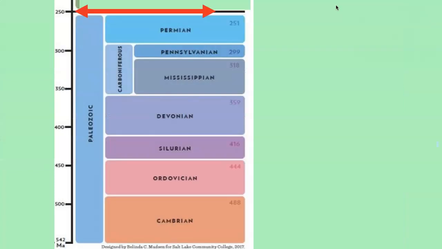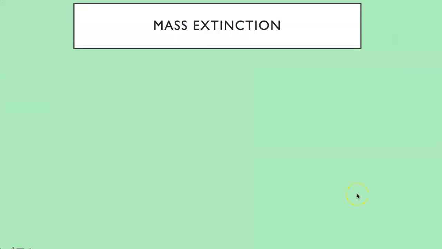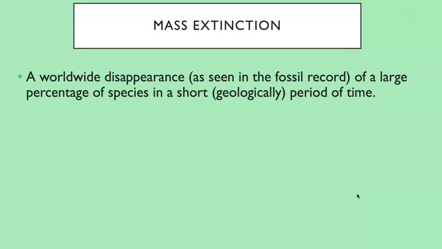At the end of the Paleozoic, mass extinction. And so what is a mass extinction? Well, it's a worldwide disappearance, as seen in the fossil record, of a large percentage of species in a short period of time. And by short period of time, we mean geologically, so in probably less than 1 million years.